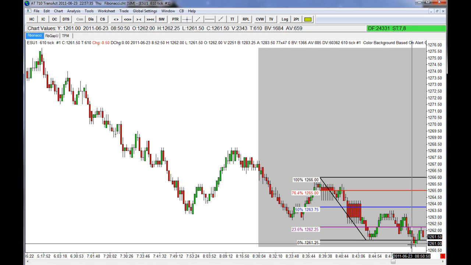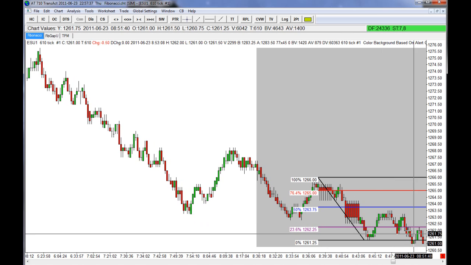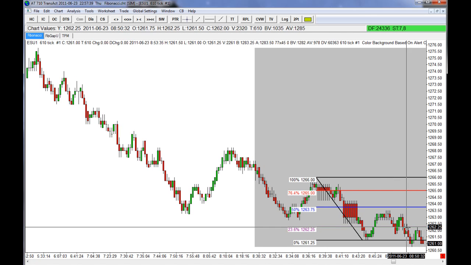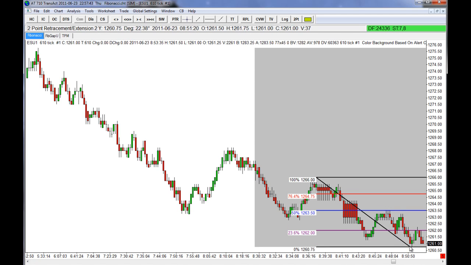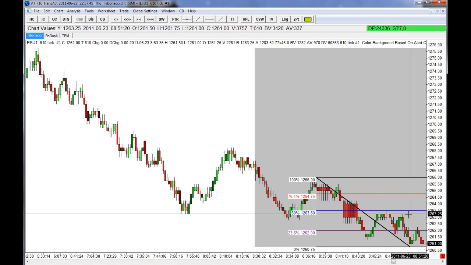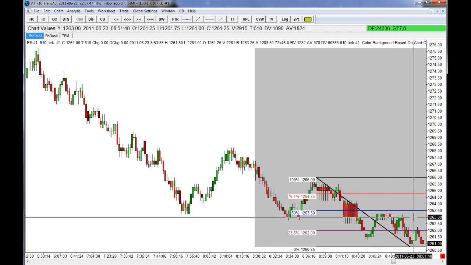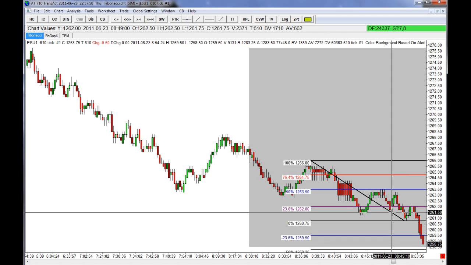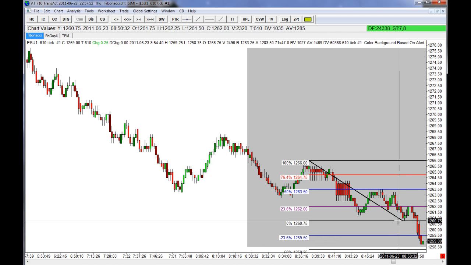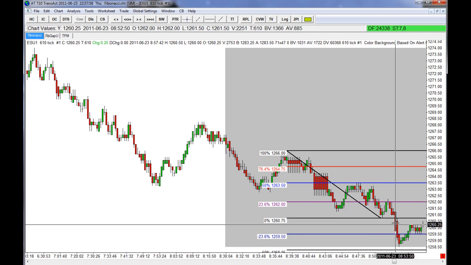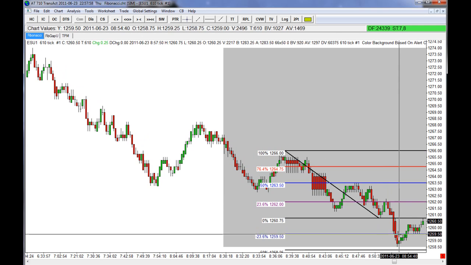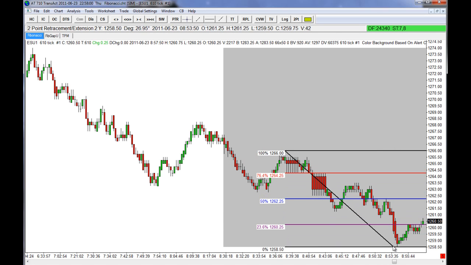Then it broke through the 0% line back to 23.6. So I just moved this 0% line over here. Wasn't looking to take a trade because it had already traded close to that level. Then it again went down, then retraced. So at this point I moved my 0% line down once again.